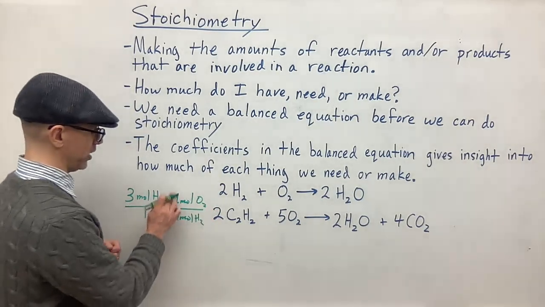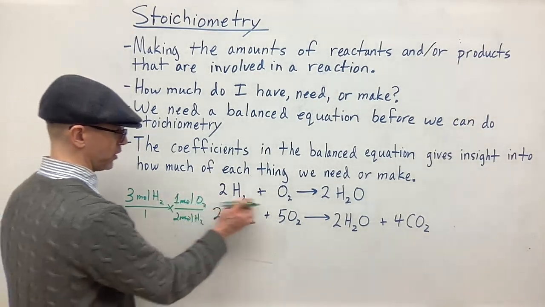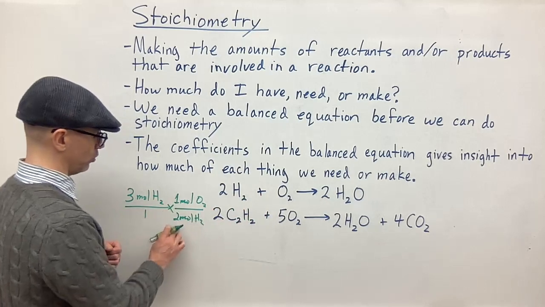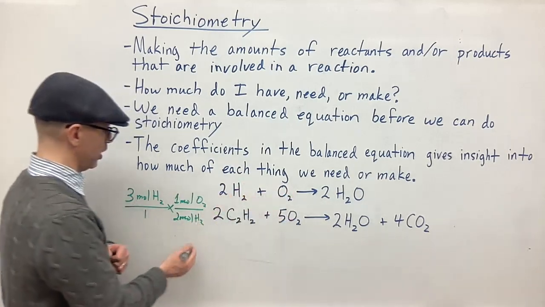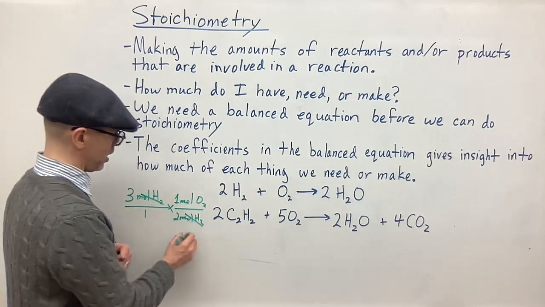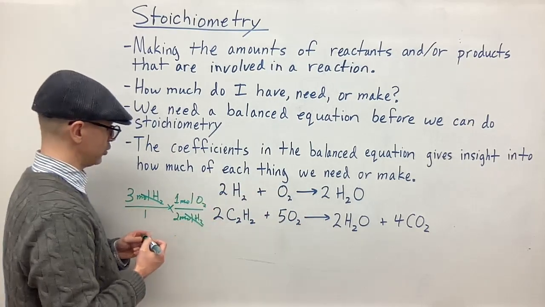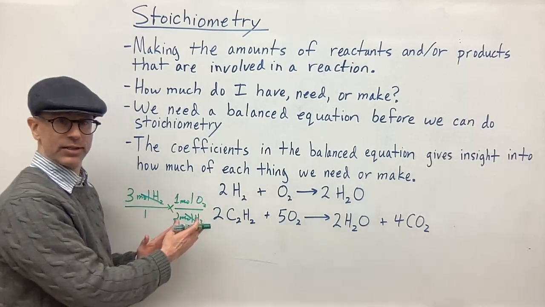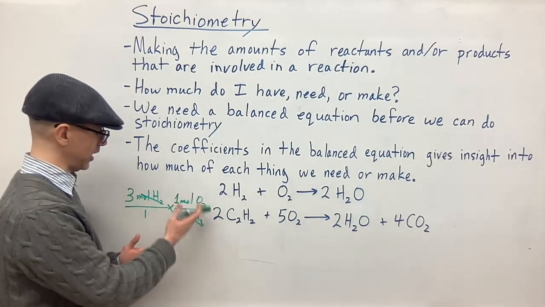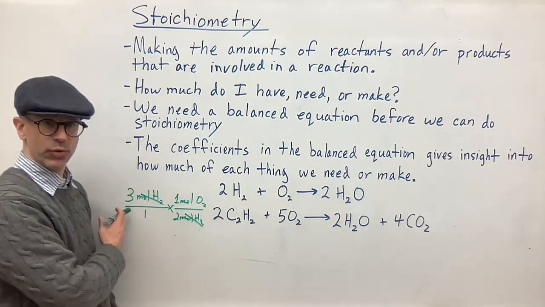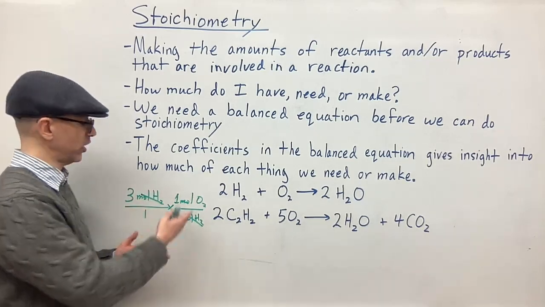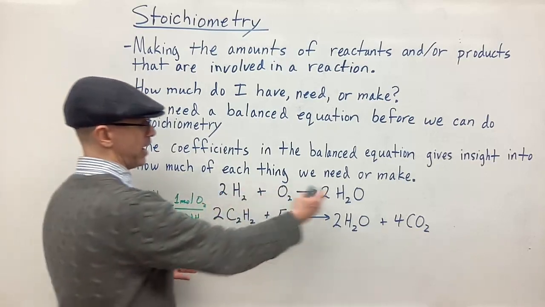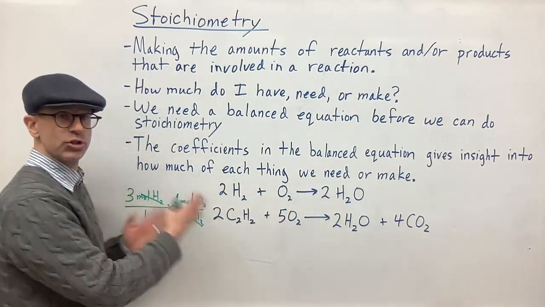Notice all I'm doing is using the coefficients as numbers of moles. And so I get my mole ratio directly from the balanced equation. So now moles of hydrogen cancel out. Now I have moles of oxygen. So now I can calculate the number of moles of oxygen needed to react with 3 moles of hydrogen. And that is using your mole ratio from the balanced equation to do stoichiometry.